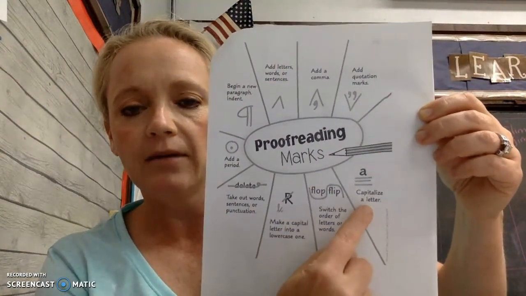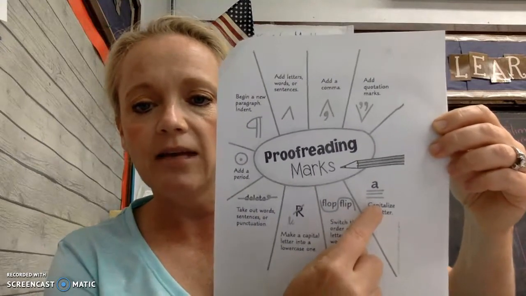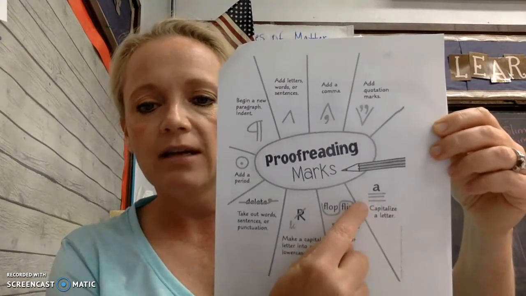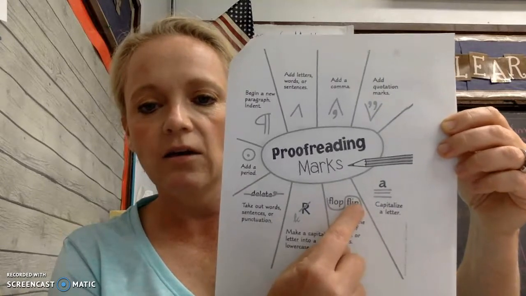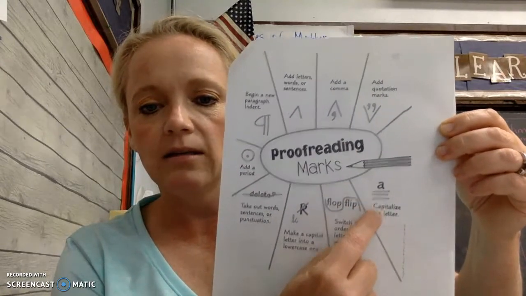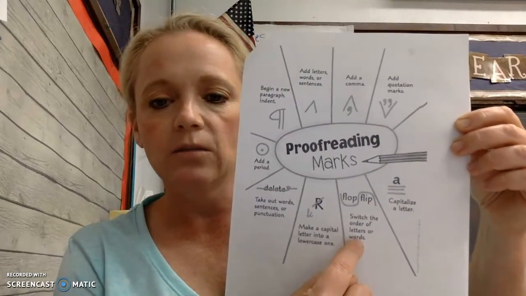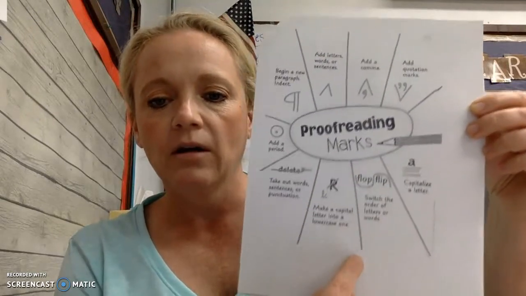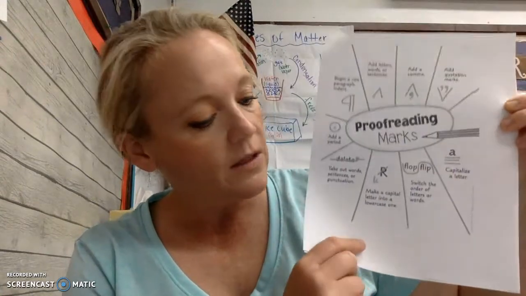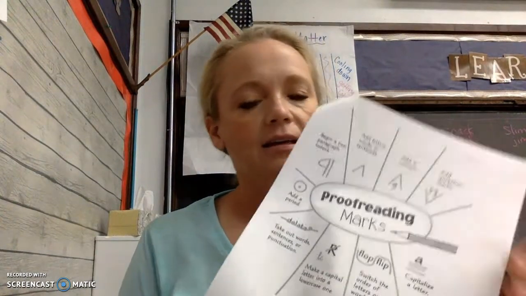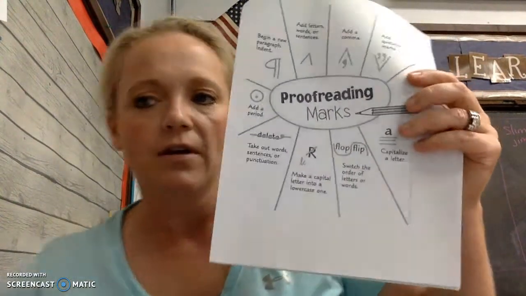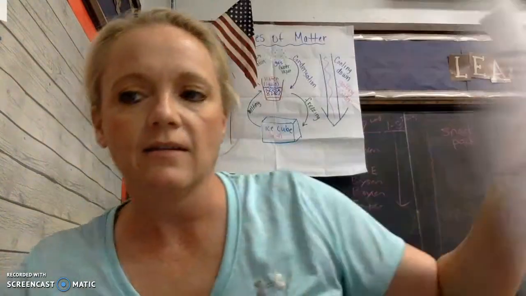If you need to capitalize a letter, you forgot to capitalize somebody's name, all you have to do is draw 3 lines under it. That is the code to tell you to capitalize it. If you notice that you put 2 words in the wrong order and you need to switch them, you need to flip-flop them, or, this isn't the one I used in class, it could also be for if you write the word said, I'll just do it on here. Easier.